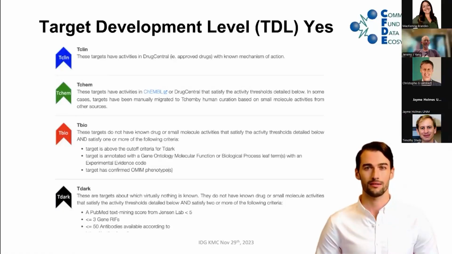4. T-Dark. These targets are poorly understood with minimal known activities. They meet 2 or more of the following criteria. 1. A PubMed text mining score from Jensen Lab. 2. 3 or more Gene RIFs. 3. 50 or more antibodies available according to Antibodypedia. This classification helps in understanding the different levels of knowledge and research available for various drug targets.